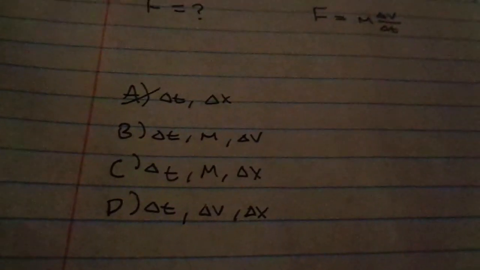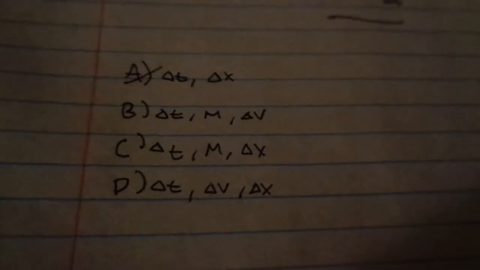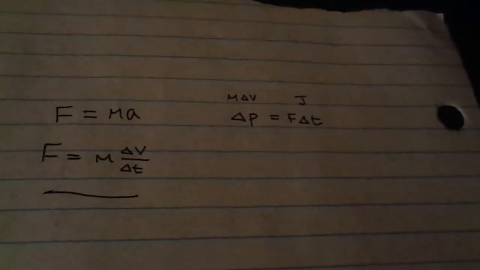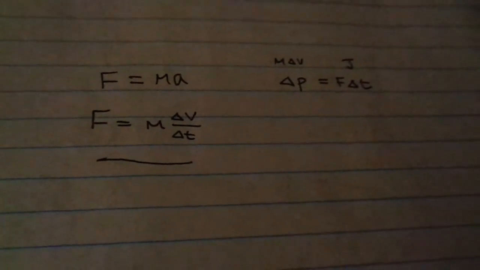We need to know mass. The first one doesn't tell us mass, so no more for that. And then we need to know acceleration. None of them tell us that. Or if we look at this second equation, we need to know change in velocity. C doesn't tell us that, so we can cross that out. And we need to know change in time, which we know for all of them, and also mass. D doesn't tell us mass.